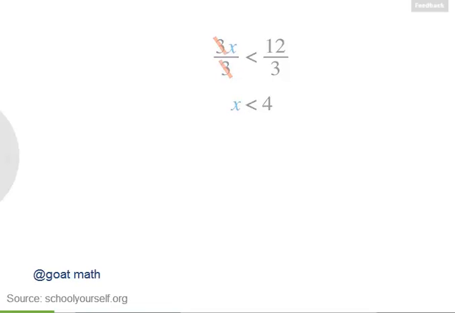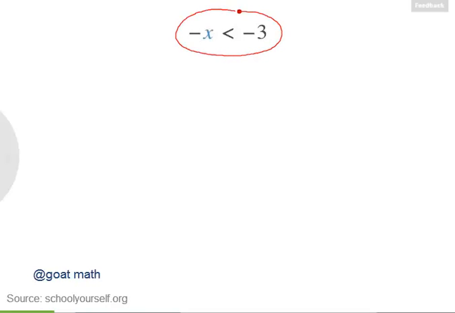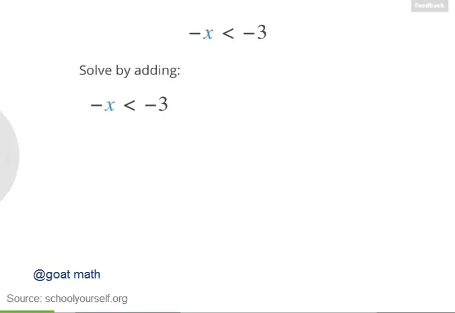Now in this lesson, we'll look at inequalities with negative coefficients, like this inequality where x has a coefficient of -1. So let's try solving this inequality 2 different ways and see what we get. First, let's solve it by adding. So to get rid of the minus sign in front of the x, we can add x to both sides. So on the left side, the x's cancel, and on the right side we have x minus 3.